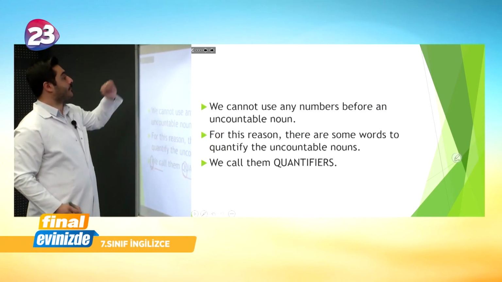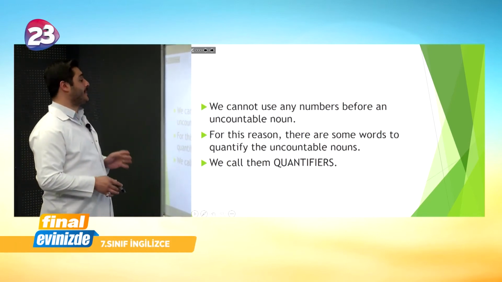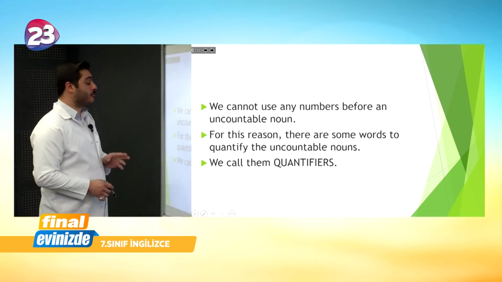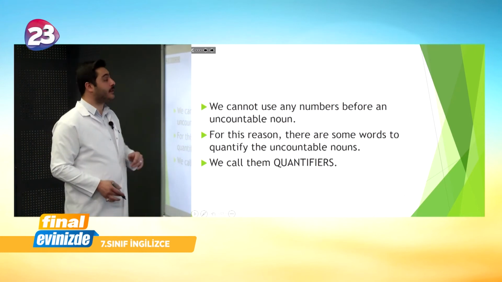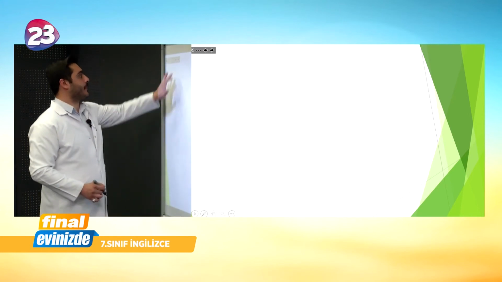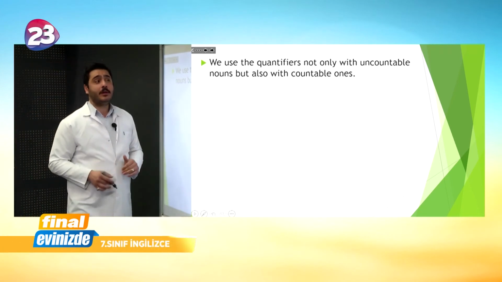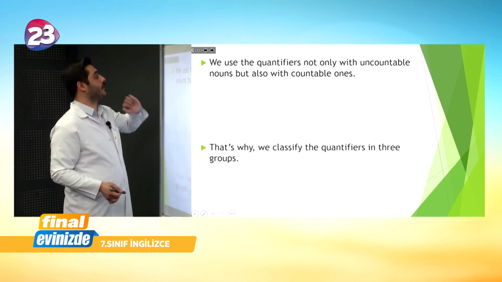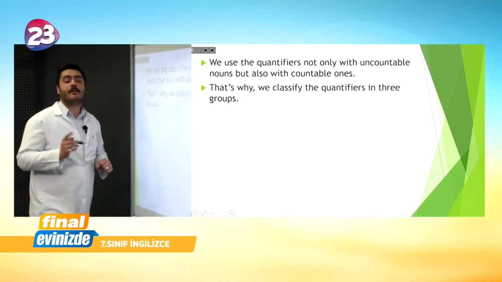We cannot use any numbers before an uncountable noun. For this reason, there are some words to quantify the uncountable nouns. We call them quantifiers. We use the quantifiers not only with uncountable nouns, but also with countable nouns. That's why we classify the quantifiers in 3 groups.